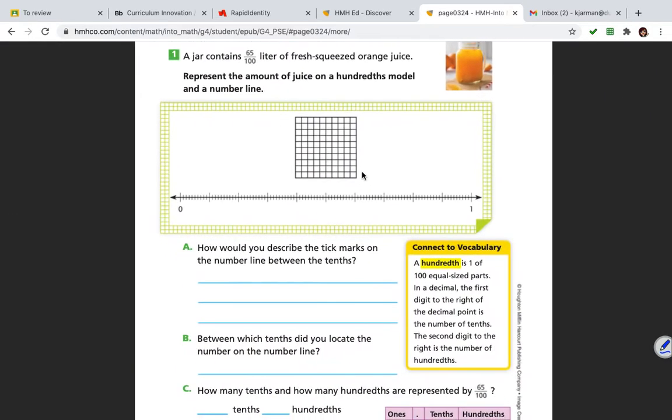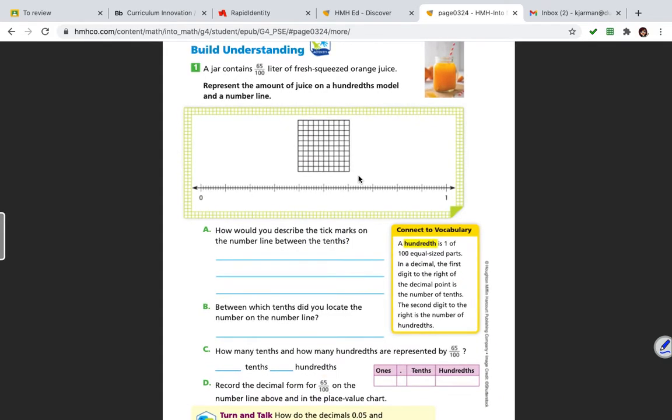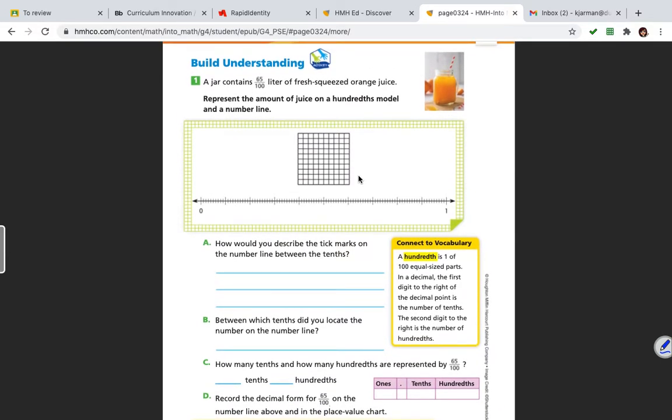All right, here we go. So here we have our hundreds chart, and y'all are familiar with this and shading it in. What I was about to say was, when you do this line right here, this fraction bar, this line means out of. So when we have a jar containing 65 out of 100 liters of fresh squeezed orange juice, 65 out of 100 will be shaded. Represent the amount of juice on the hundreds chart.